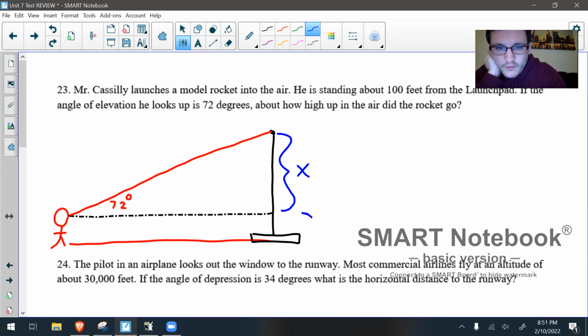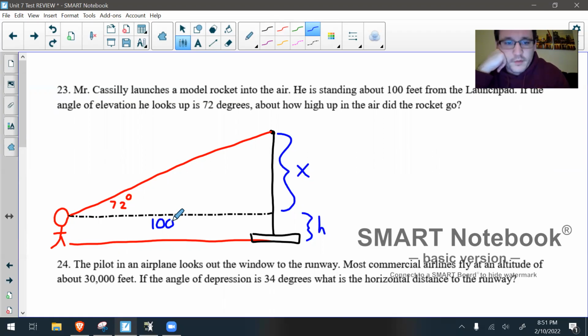So I am a certain height, so we'll just put H here. I don't know how tall I am. We're going to find X in this problem. Now, I know I'm 100 feet from this launch pad. All right, so what we have is using the 72-degree angle as our reference angle.